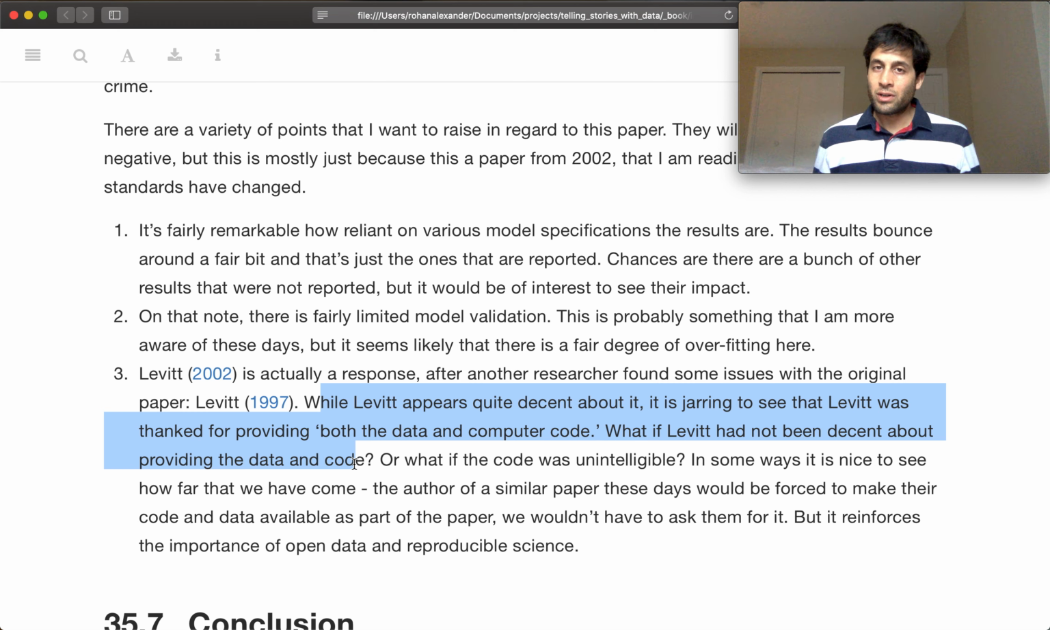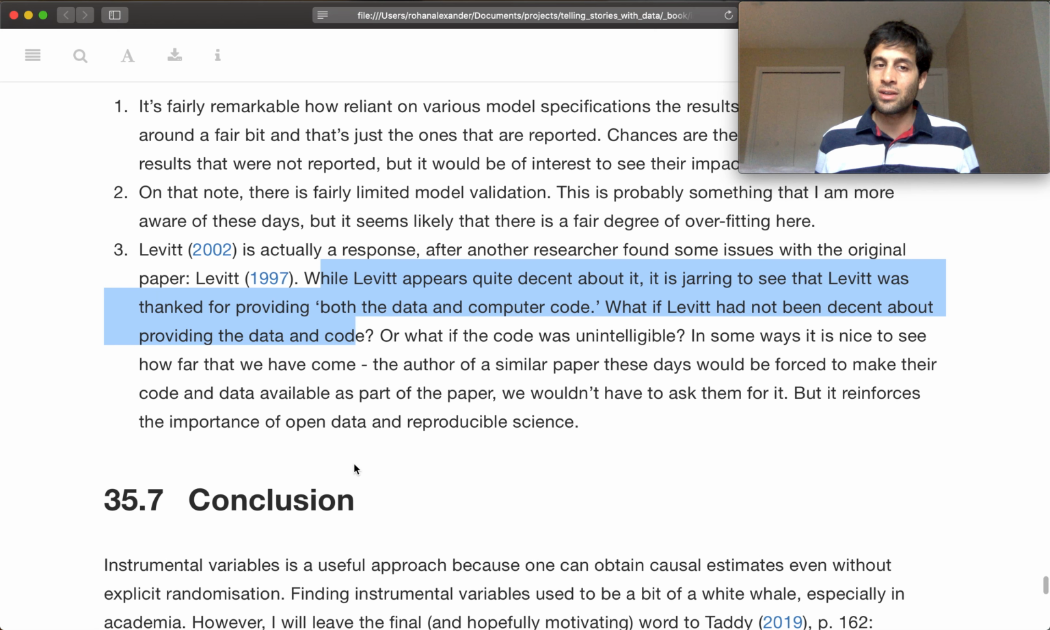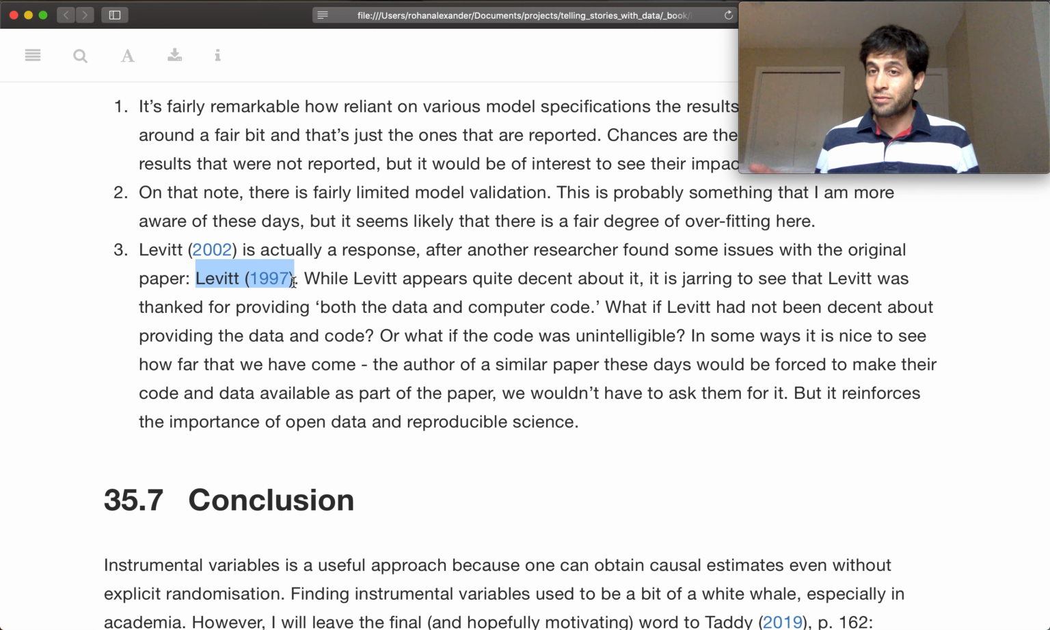We wouldn't have to ask for it, and we've seen plenty of examples in this class where we have gone and reproduced people's analysis ourselves. But it really does reinforce just how important this open data and reproducible science business is. We would never have known of these issues in the original paper but for the fact that Levitt was kind enough to give this other author his code and data.